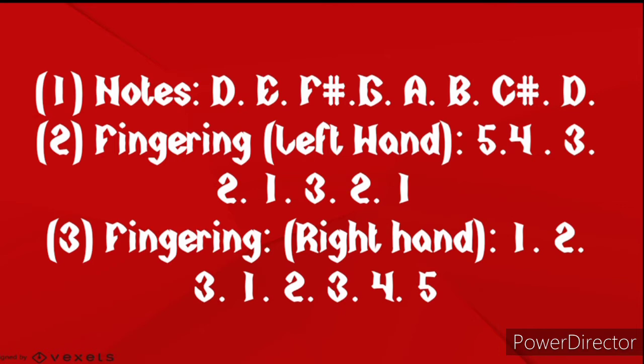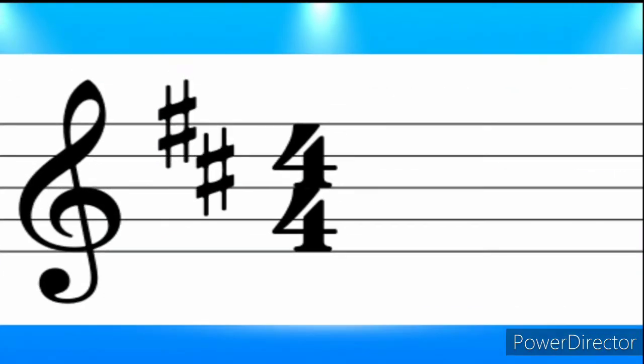So to play this on the piano with your left hand, you have to use fingers 5, 4, 3, 2, 1, 3, 2, 1. And the right hand, you use fingers 1, 2, 3, 1, 2, 3, 4, 5. So when you get to the sharp signs, remember I said when you get to those letters F and C, what should you do? You play the black key, which will make it what? Sharpened.